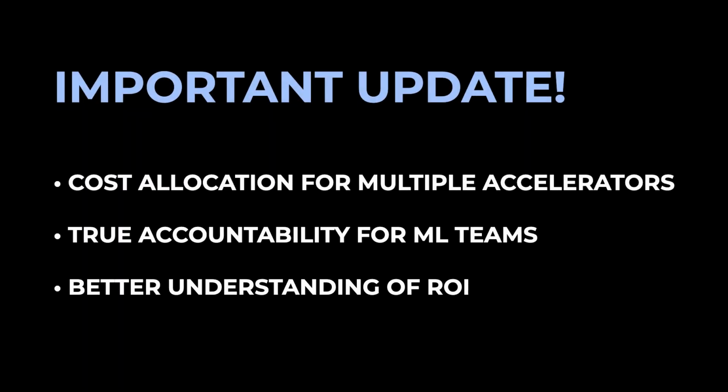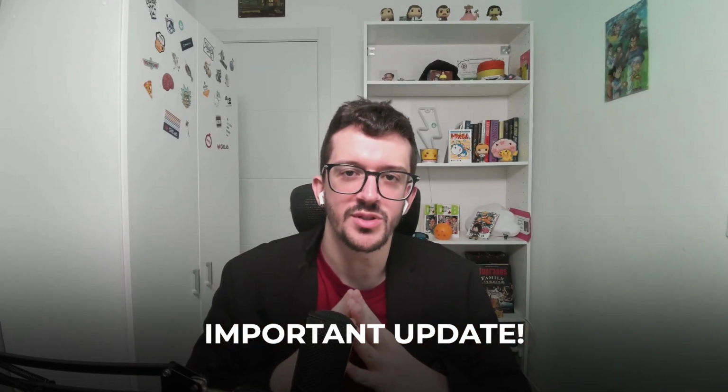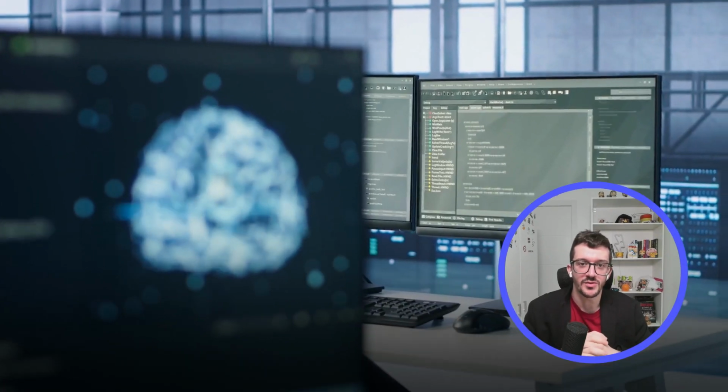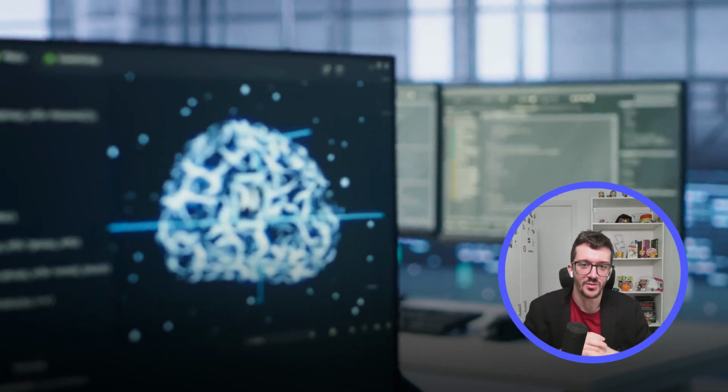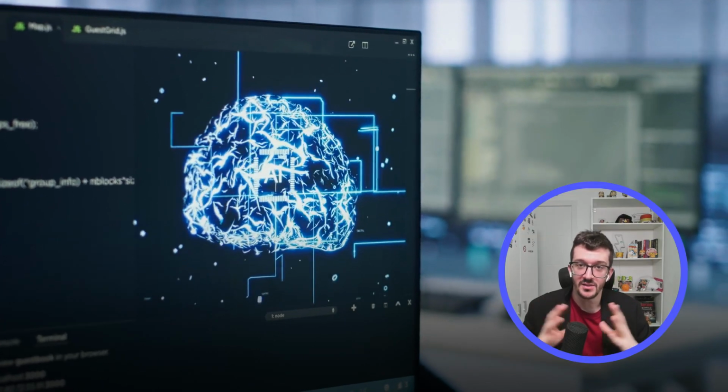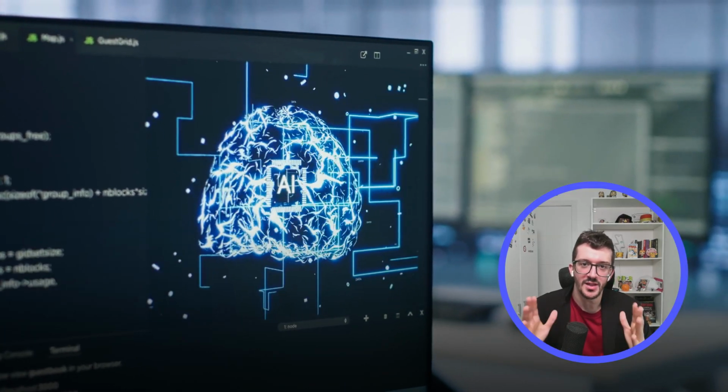This enables true accountability for ML teams and helps you understand the real ROI, which is one of the most important terms that you can learn in FinOps, for each model you deploy when you are using shared hardware. I think this is one of the most important updates for a long time, because AI workloads are one of the most important things, and now that everyone is starting to use GPUs in the cloud, you should learn the allocation that each model does.